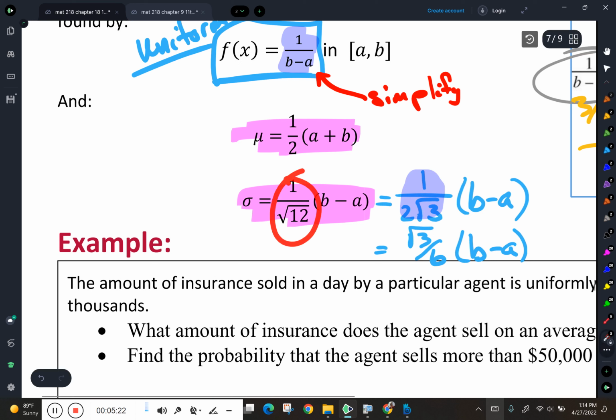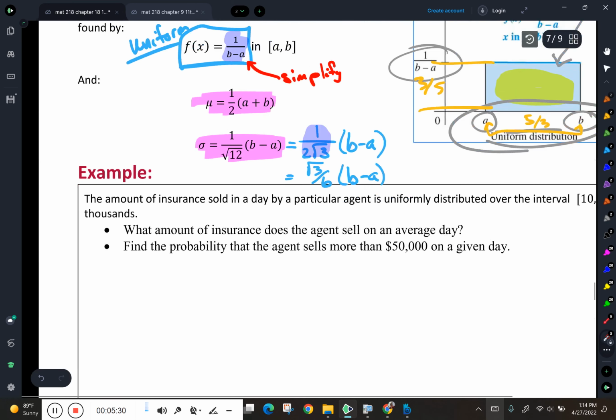this version, some textbooks use that version, some textbooks use that version, but what always stays the same is that it's always b minus a. All right, let's take a look at an example.